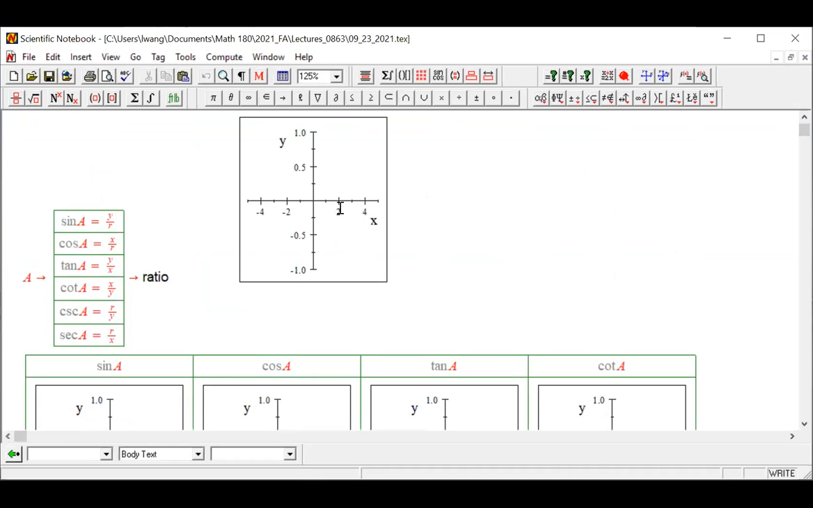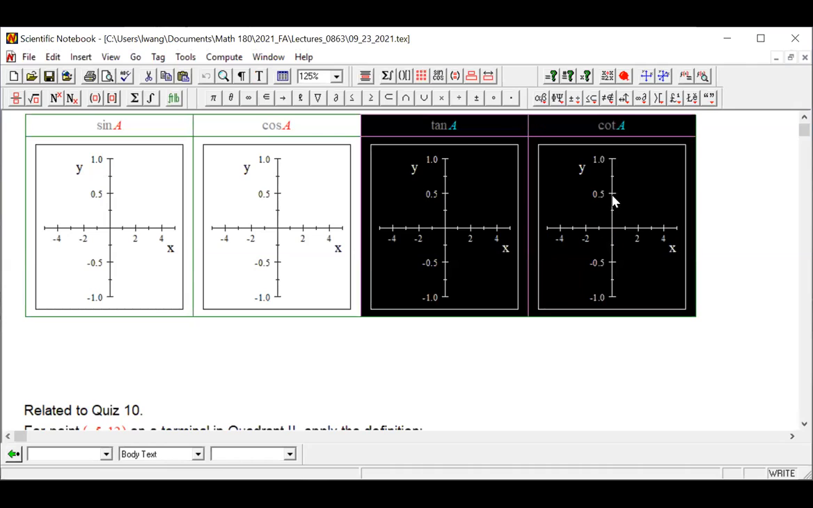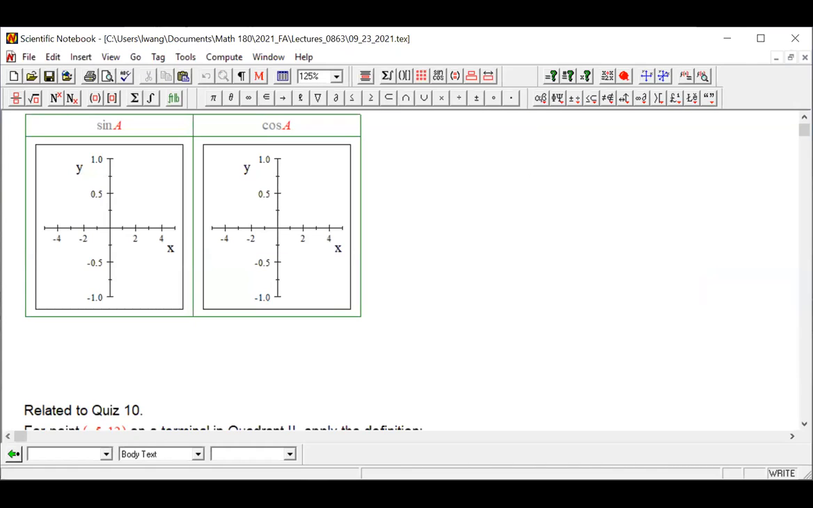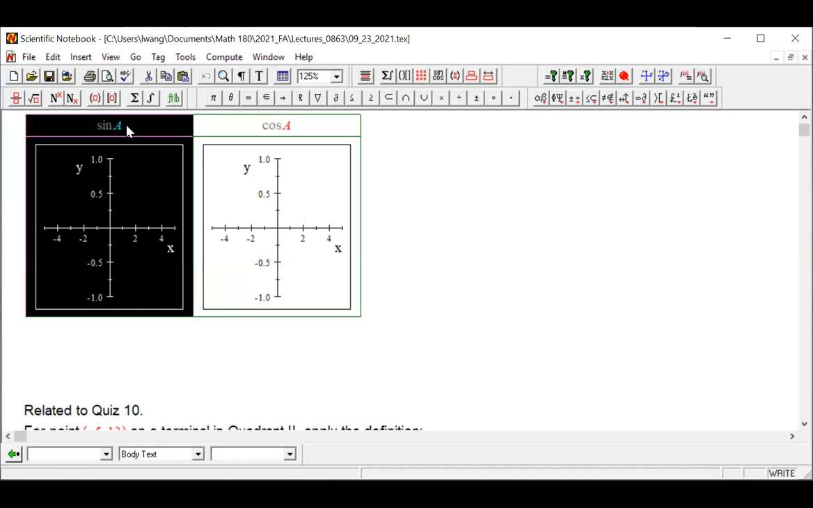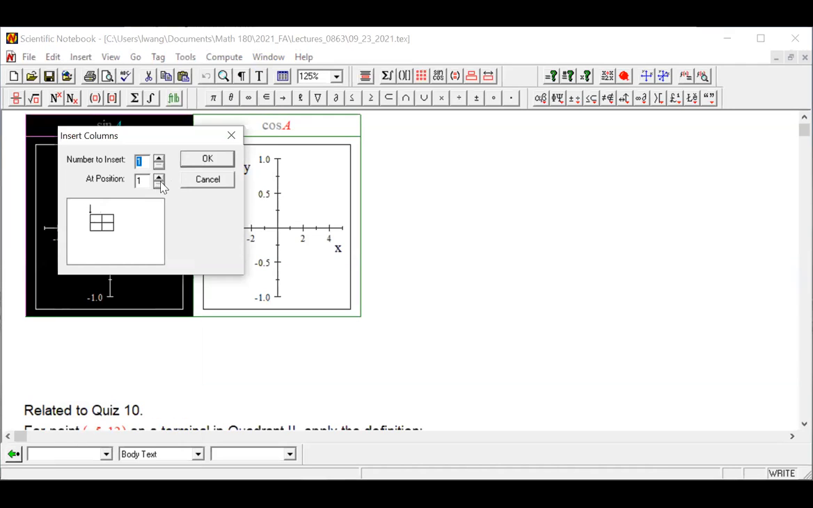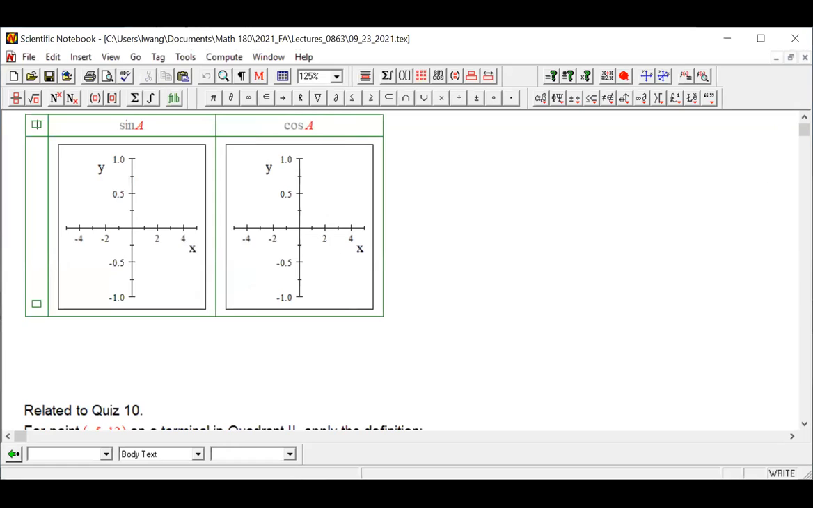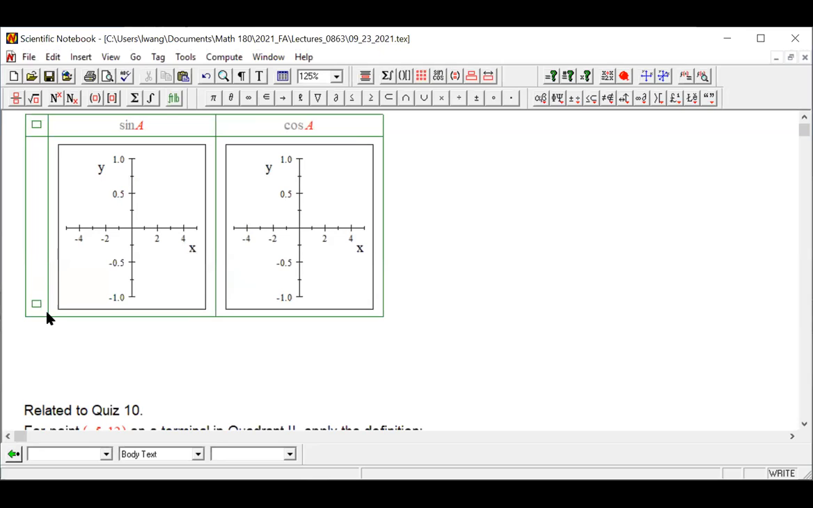For sine and cosine, I'm going to remove tangent and cotangent for now, because I want to bring that thing next to us. So be patient with me. Are you guys tired already? Okay, so I'm going to bring this picture here.